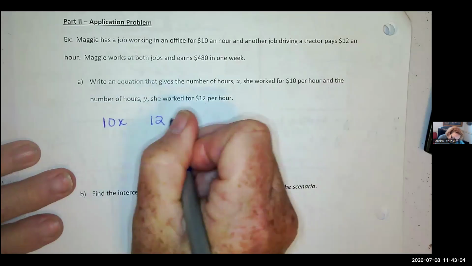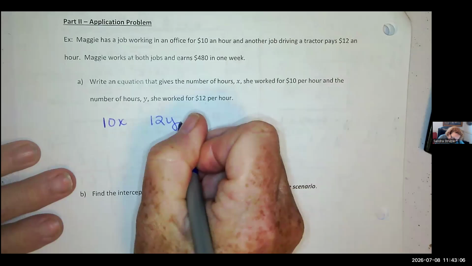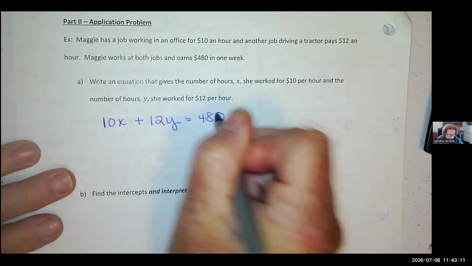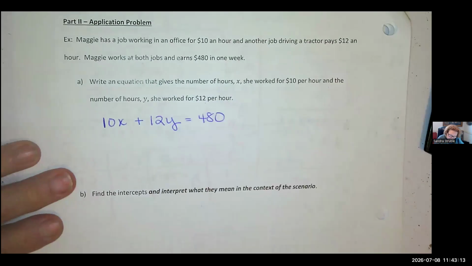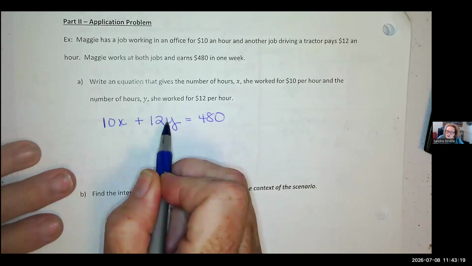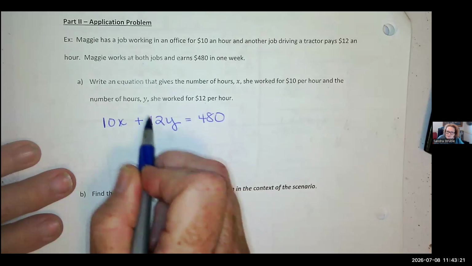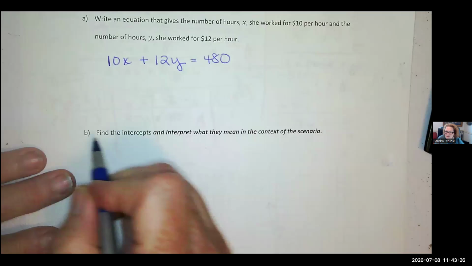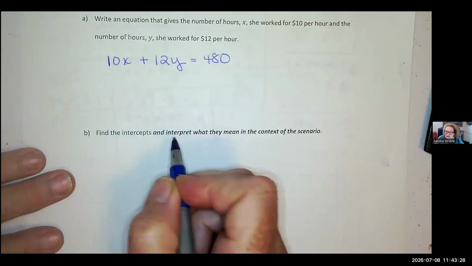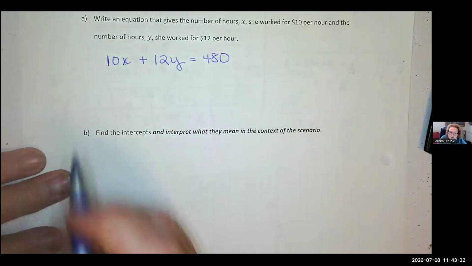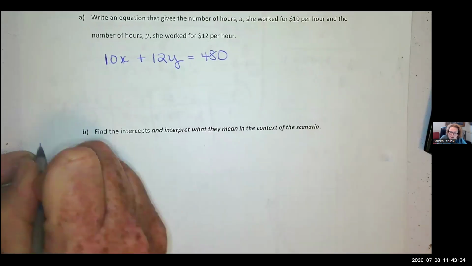And then both jobs together, she earns $480 in a week. That would be the equation of the line, because she works one job paying $10 an hour, another one paying $12 an hour, and together they pay her $480 for the week. So that's your equation. Now it says find the intercepts and interpret what they mean in the context of each scenario. So the first one we're going to find is X. So let Y equal 0 and solve for X.